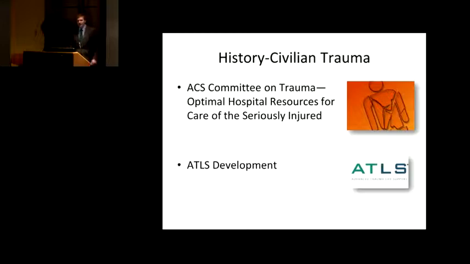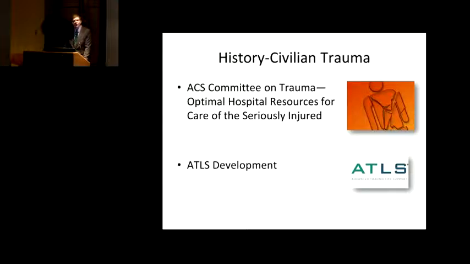Moving forward, the ACS Committee on Trauma released their document, The Optimal Hospital Resources for the Care of the Seriously Injured. This was done in 1976. This was emphasis on the operation of trauma care within a system of care. This was further tweaked in 1978 as a consequence of the experiences of Dr. Jim Steiner. Dr. Steiner was an orthopedic surgeon who was flying his plane over rural Nebraska when he suffered a crash. His wife was killed instantaneously. Several of his children were critically injured as well as himself.